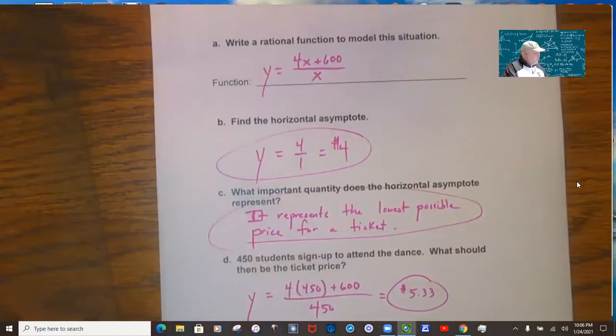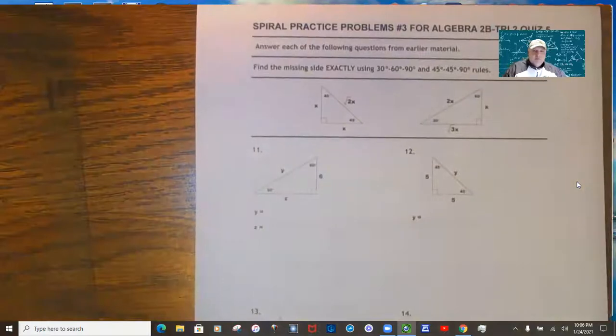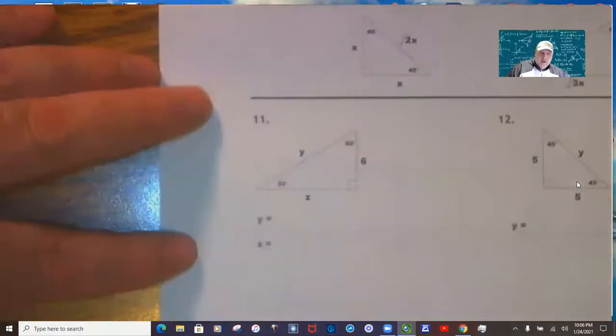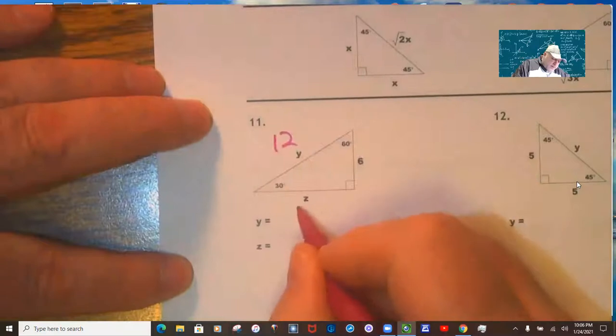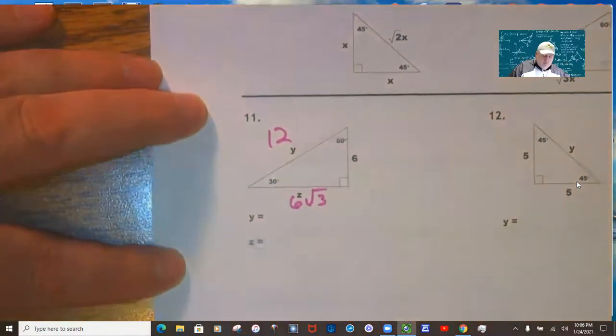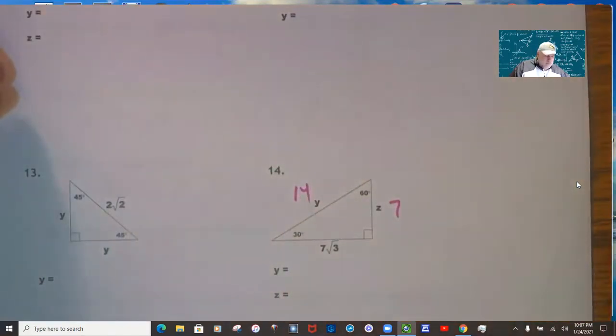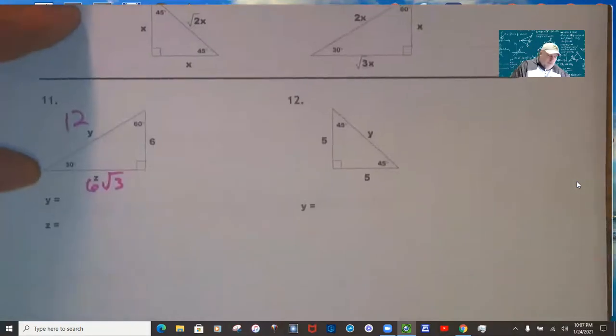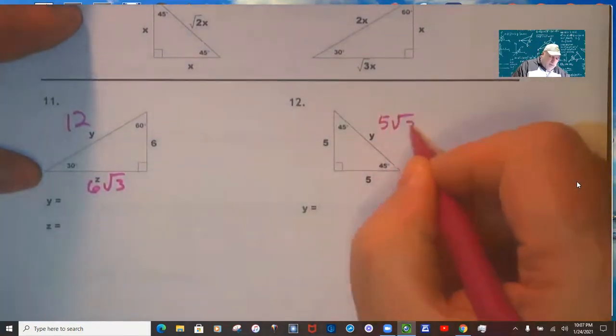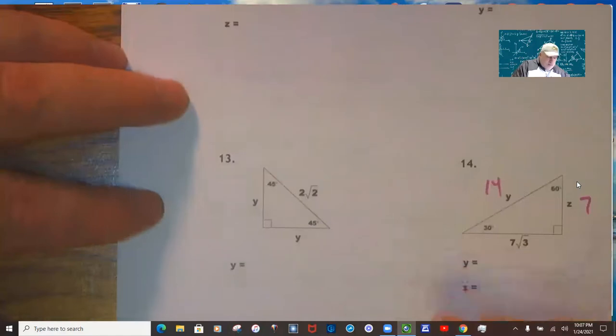Okay, and then on the back, you should do these. This is an easy A, and I'm intending your spiral to be a pretty easy A, but you got to put the work in. So 2 to 1, here we go. This will be 12, this will be 6 times the square root of 3. Here's the other 30, 60, 90. So this would be 7 and 14. 45, 45, 90. 5 times the square root of 2. And these are each 2.